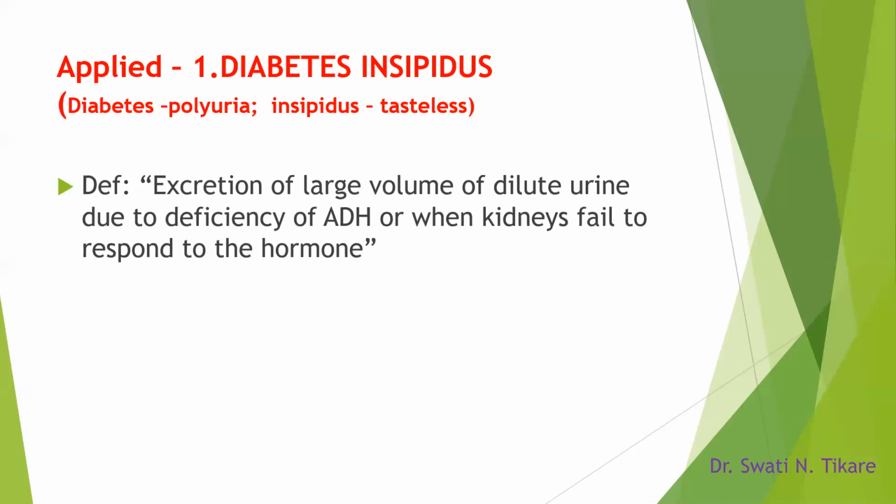We understand excretion of large volume of dilute urine due to deficiency of ADH, or when kidneys fail to respond to the hormone, is known as diabetes insipidus. So the principal thing here is excretion of large volume of dilute urine.